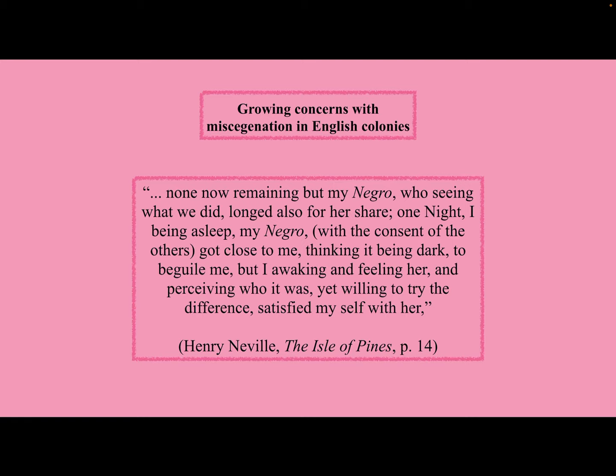"None now remaining but my negro, who, seeing what we did, longed also for her share. One night, I being asleep, my negro, with the consent of others, got close to me, thinking it being dark, to beguile me. But I was awaking and feeling her, and perceiving who it was, yet willing to try the difference, satisfied myself with her."